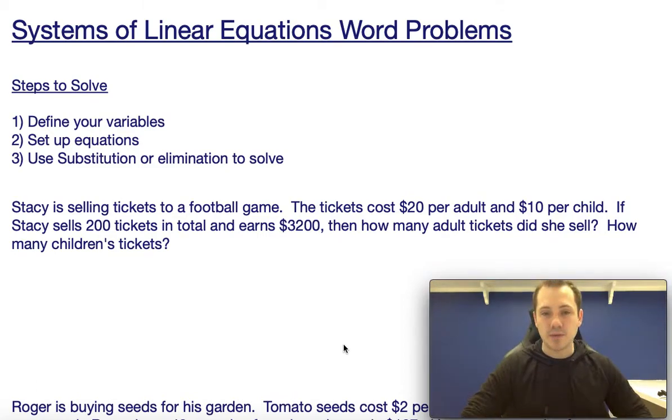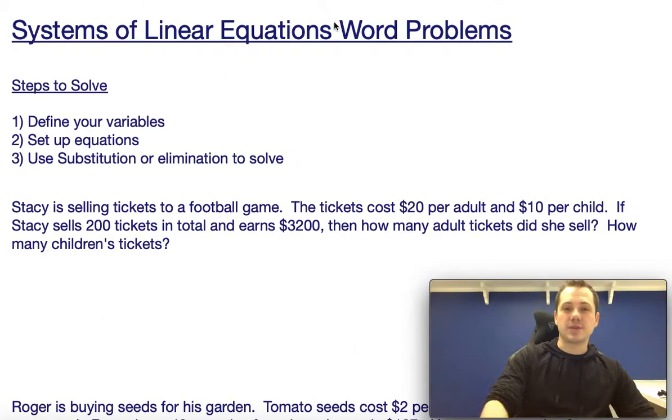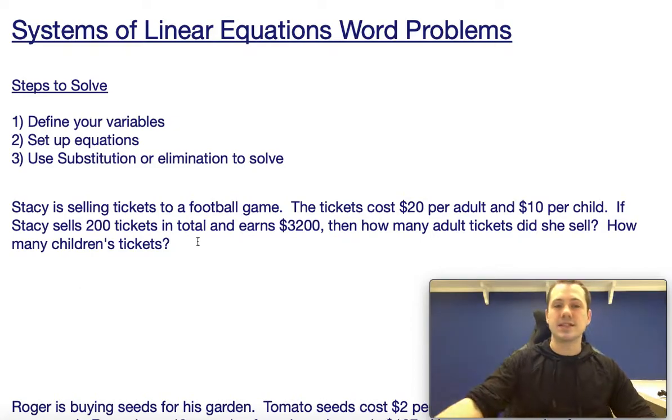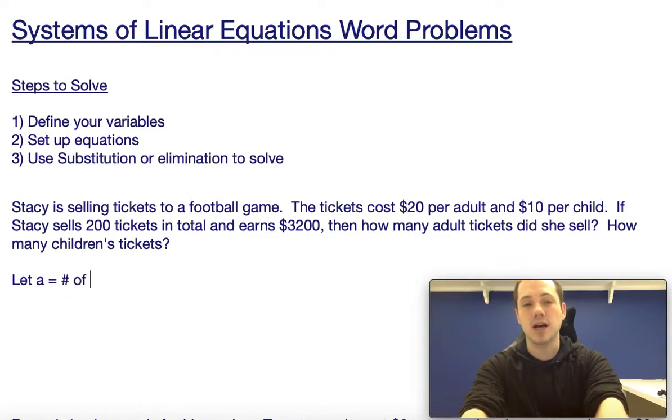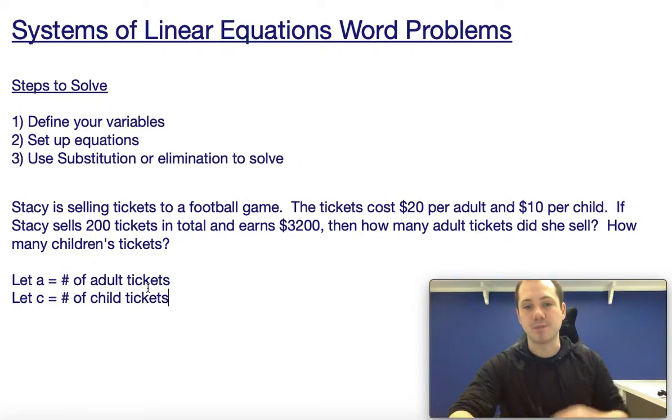Stacy is selling tickets to a football game. The tickets cost $20 per adult and $10 per child. If Stacy sells 200 tickets in total and earns $3,200, how many adult tickets did she sell? And then how many children's tickets? So the first thing we're going to do is define our variables. Like I said before, I'm going to let A equal the number of adult tickets, and I'm going to let C equal the number of children's tickets, or child tickets, either one.